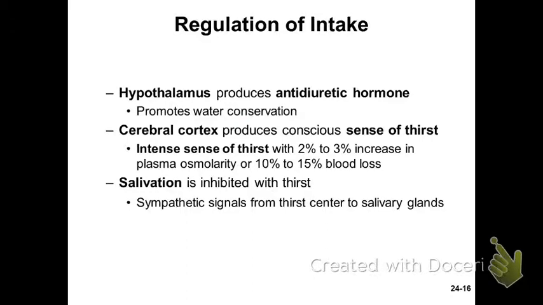Now, how does this work? Well, the hypothalamus, when it senses this imbalance, is going to produce antidiuretic hormone. Antidiuretic hormone, ADH. Right? And ADH is all about promoting water conservation. Think about it. Antidiuresis. What does that mean? It means that it's a hormone that's going to act on your kidneys and tell your kidneys to not urinate as much. And the cerebral cortex, again, is going to give you that sense of thirst.